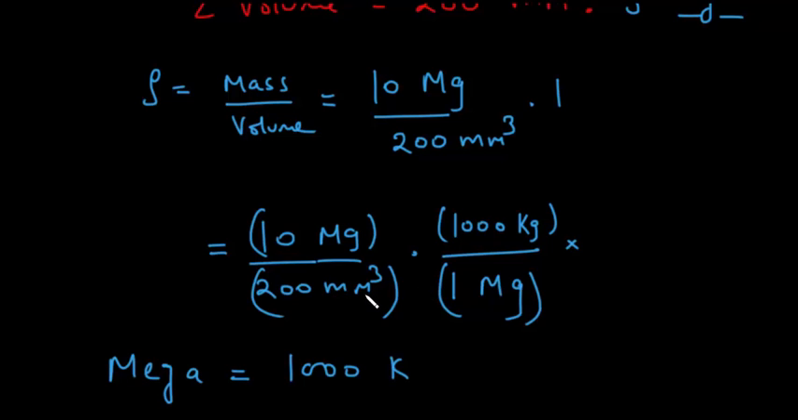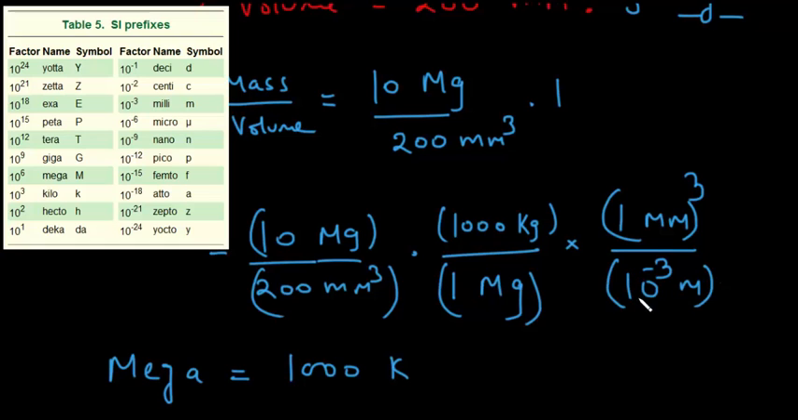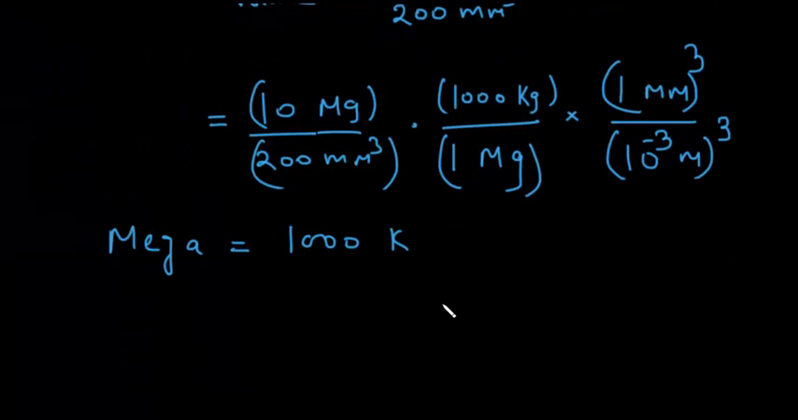into, here should be 1 millimeter cube, and 1 millimeter cube should be balanced here, so that we get 1 here. So how can I convert 1 millimeter to 1 meter? 10 to the power minus 3 meter is 1 millimeter, and cube of that. Okay, now we can erase this.